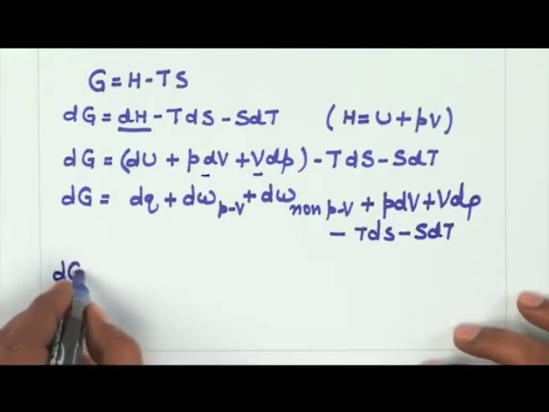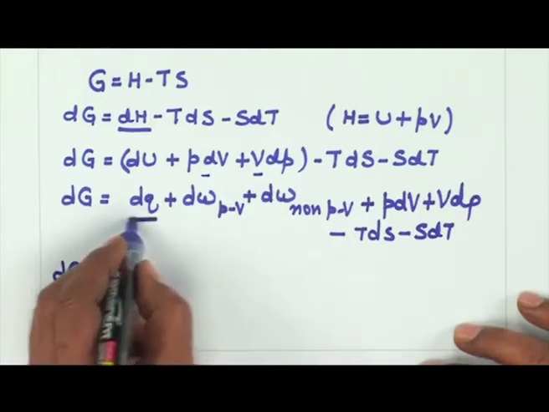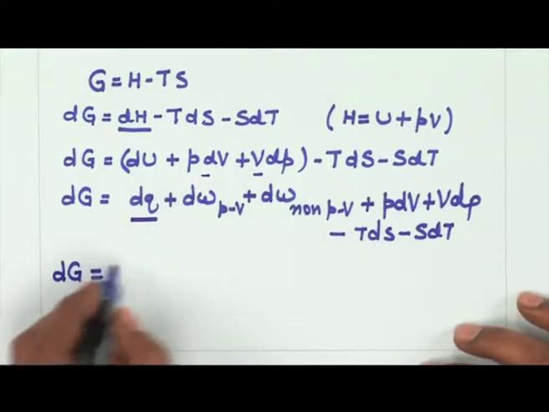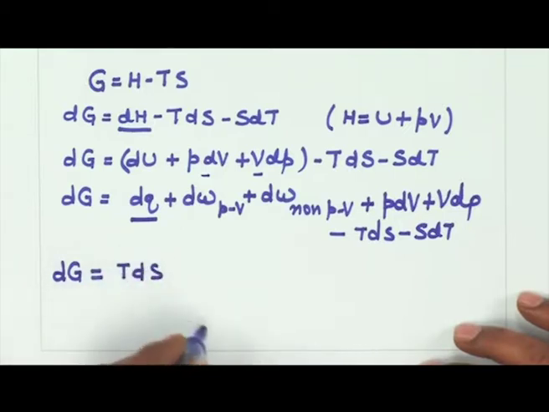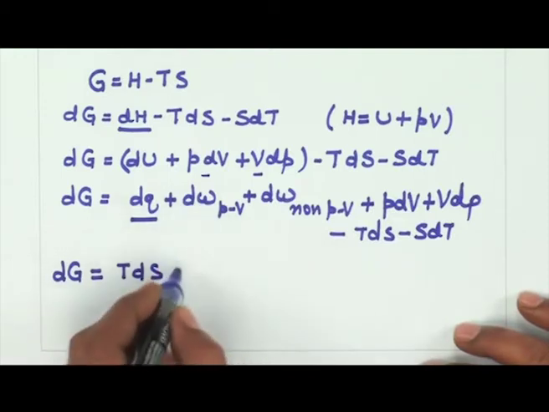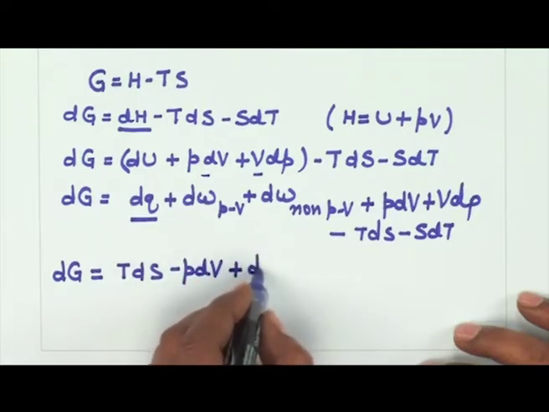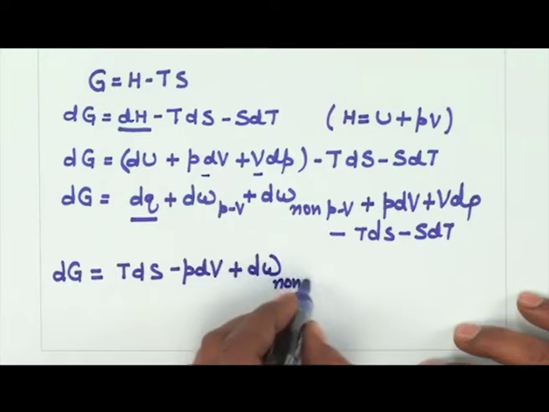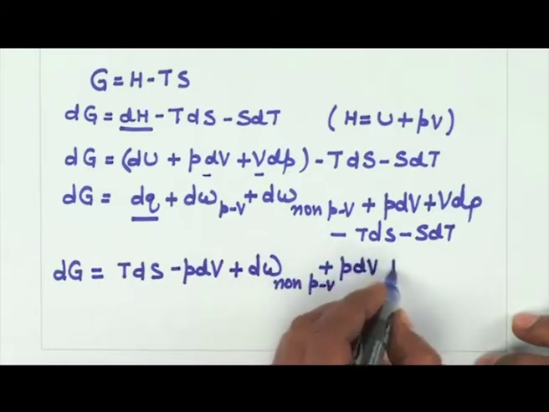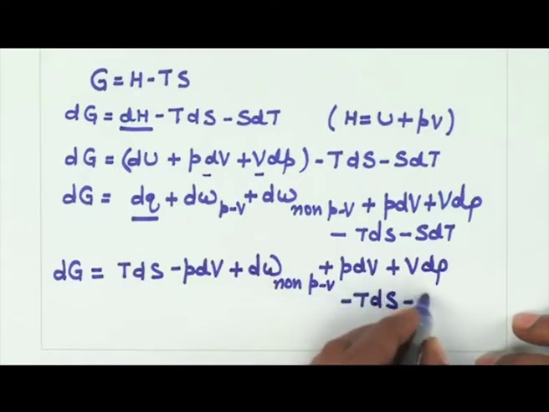Now, let us see what shape it takes. dG is equal to dq. If the process is reversible, you know that dq reversible is equal to TdS. And dW, let us invoke the reversibility condition, is minus PdV that we have discussed, and let me retain this as non-PV. Then I have plus PdV plus VdP minus TdS minus SdT.